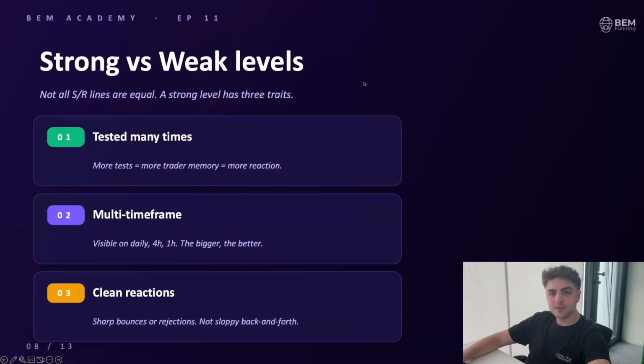But not all levels are equal. A strong level has three traits. 1. It has been tested many times. 2. It appears on multiple time frames: the daily, the 4-hour, the hourly. And finally, 3. It has a clean reaction, not a sloppy back and forth. Weak levels touch once or twice and barely react. The market shows you which is which. Watch the volume.